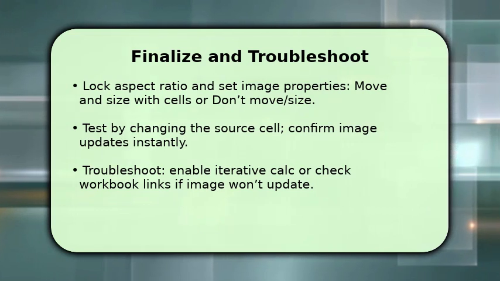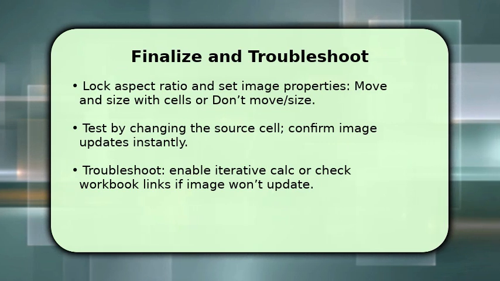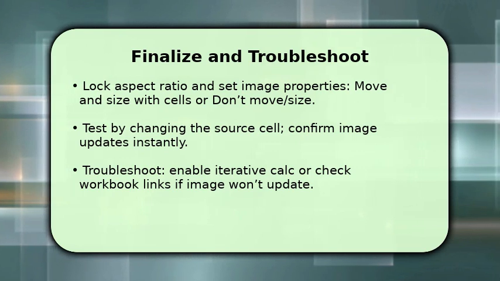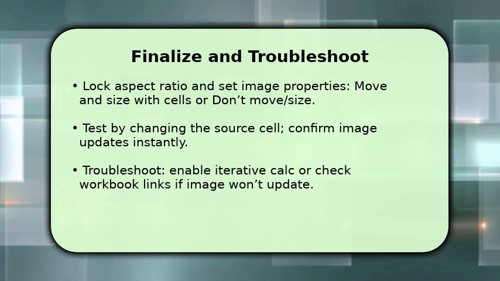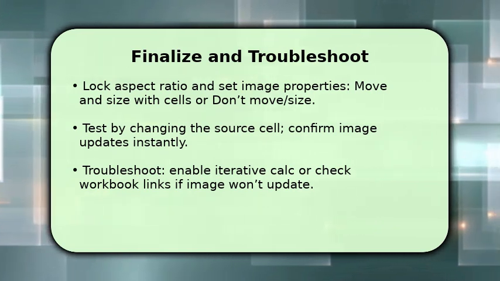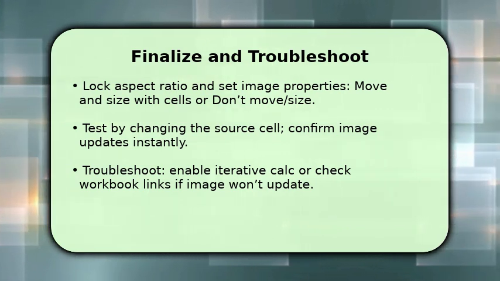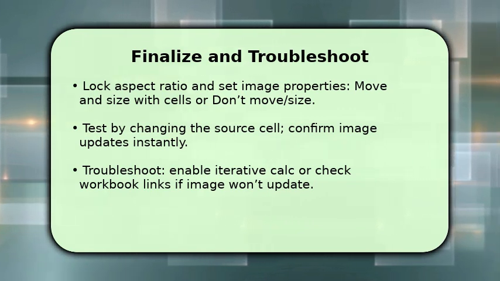Right-click the picture, choose Size and Properties, then pick Move and Size with cells, or Don't Move or Size depending on layout needs. Test the link by editing the source cell or range. The image should refresh automatically. If it doesn't, make sure Workbook Calculation is set to Automatic, check that the named range or reference is correct, and verify that external links are enabled in Excel options.